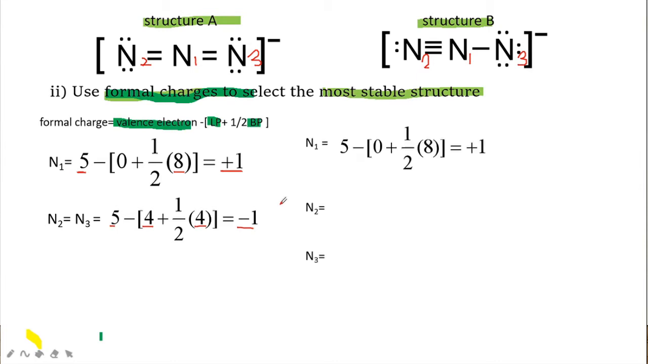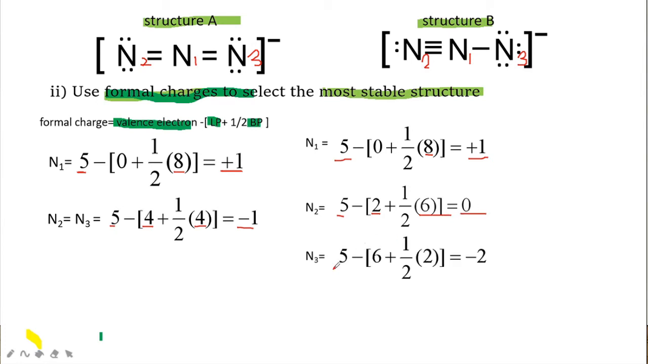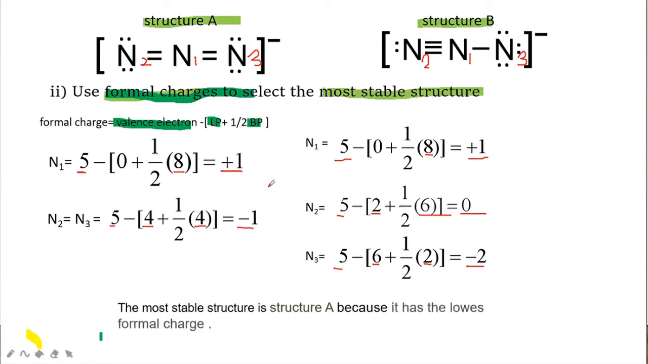For structure B, N1 is 5 valence electron minus 0 plus 1 over 2 of 8 bond pair equal to positive 1. For N2, 5 valence electron minus 2 lone pair plus 1 over 2 of 6 bond pair equal to 0. For N3, 5 valence electron minus 6 lone pair plus 1 over 2 of 2 bonding pair equal to negative 2. This is for structure B. Then we compare both structures. We can see that structure A has a lower formal charge than structure B. Therefore, we can conclude that the most stable structure is structure A, because it has the lowest formal charge.